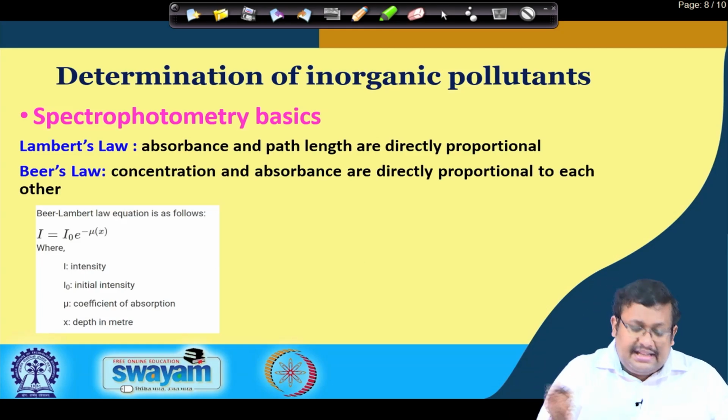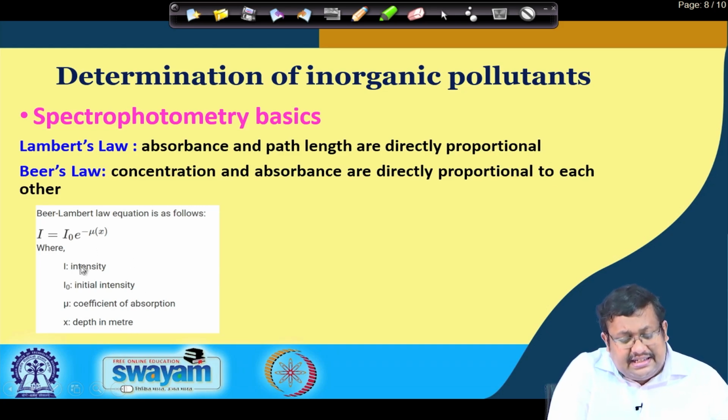In terms of intensity, this Beer-Lambert's law equation can be followed, where I is the intensity and I0 is the initial intensity, e to the power of minus mu, where mu is the coefficient of absorption, and x is the depth in meters. Okay. So, Beer-Lambert's law equation can be expressed in this form also.